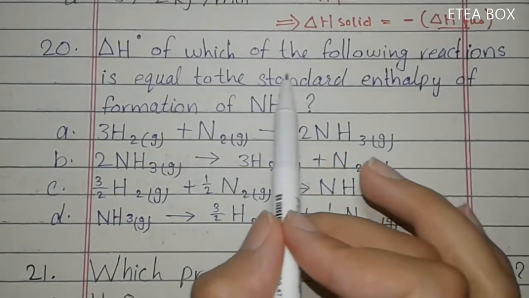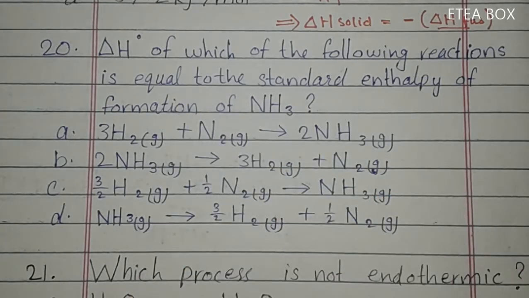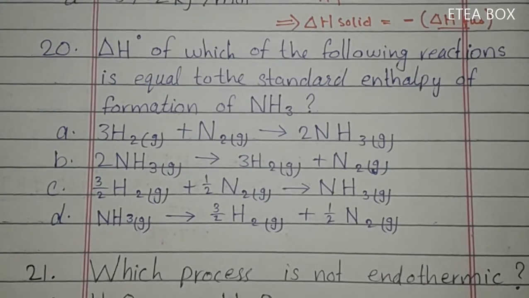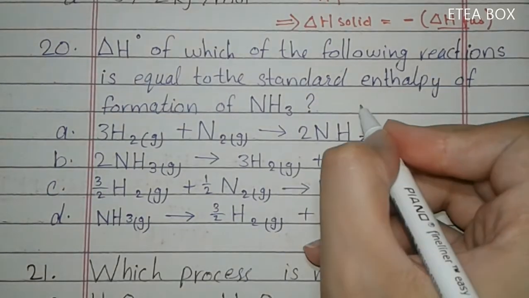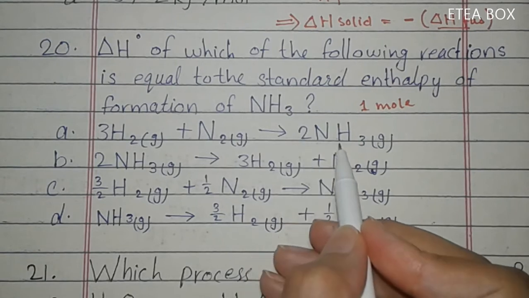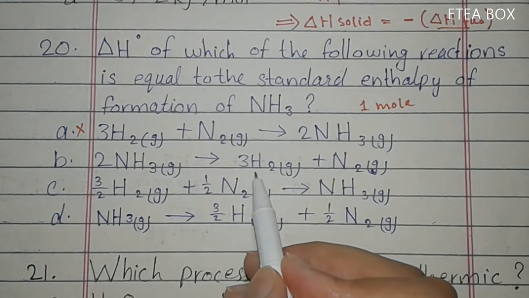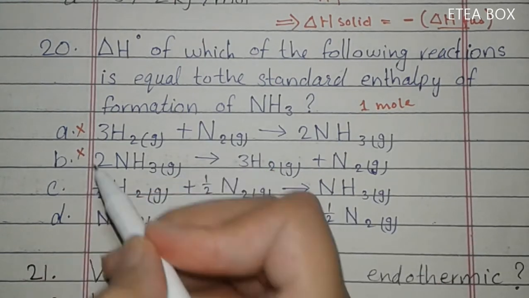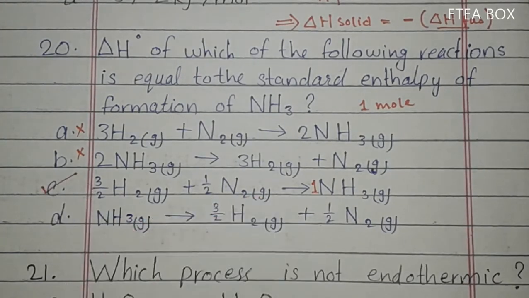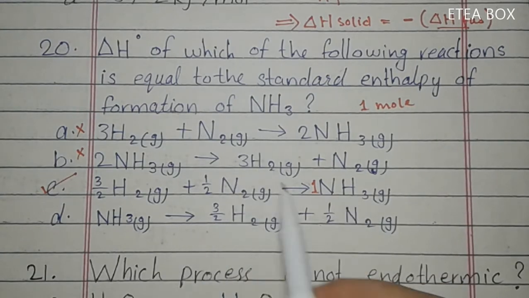The standard enthalpy of which of the following reactions is equal to the standard enthalpy of formation of NH3? Now what is enthalpy of formation? Enthalpy of formation means the change in enthalpy when 1 mole of the compound is formed, 1 mole. Now look here, it is 2 mole of NH3, so this one is incorrect. Here the NH3 is not formed, here the H2 and N2 are formed, this one is also incorrect. Look here, 1 mole of NH3 is formed, it means that option C is correct. This is the reaction equal to the standard enthalpy of formation of NH3.